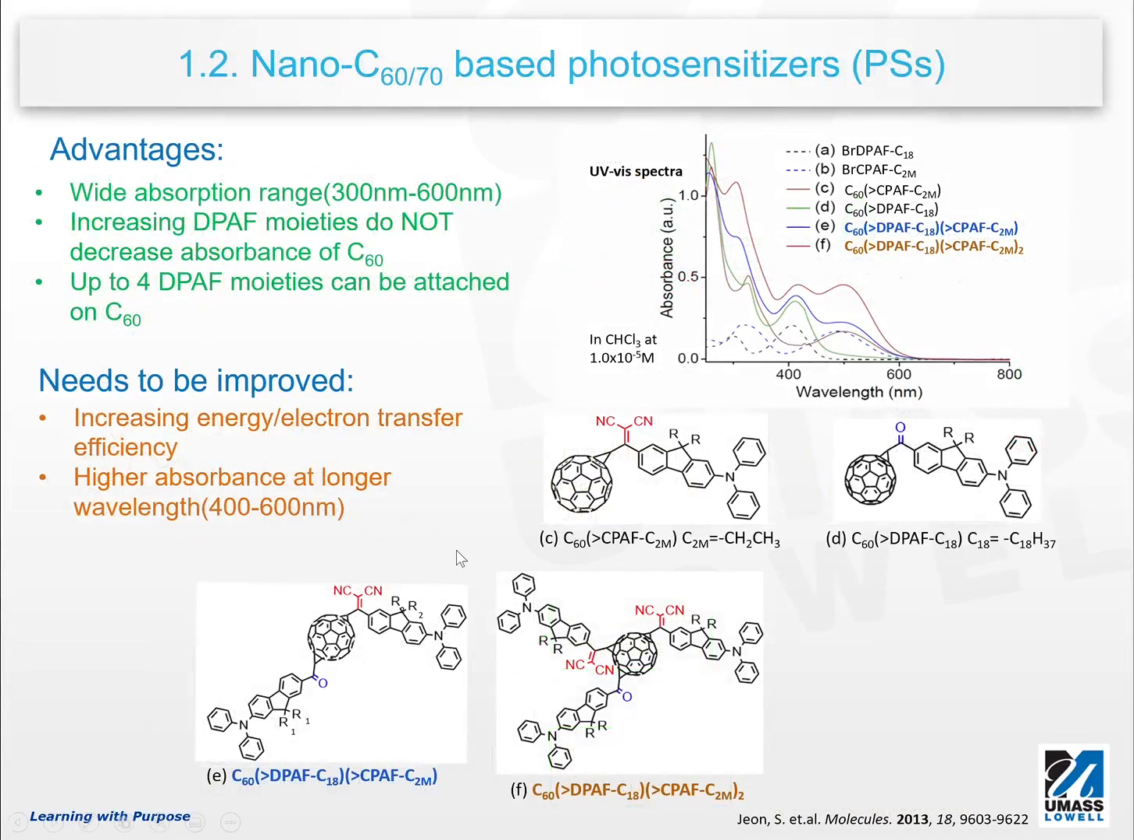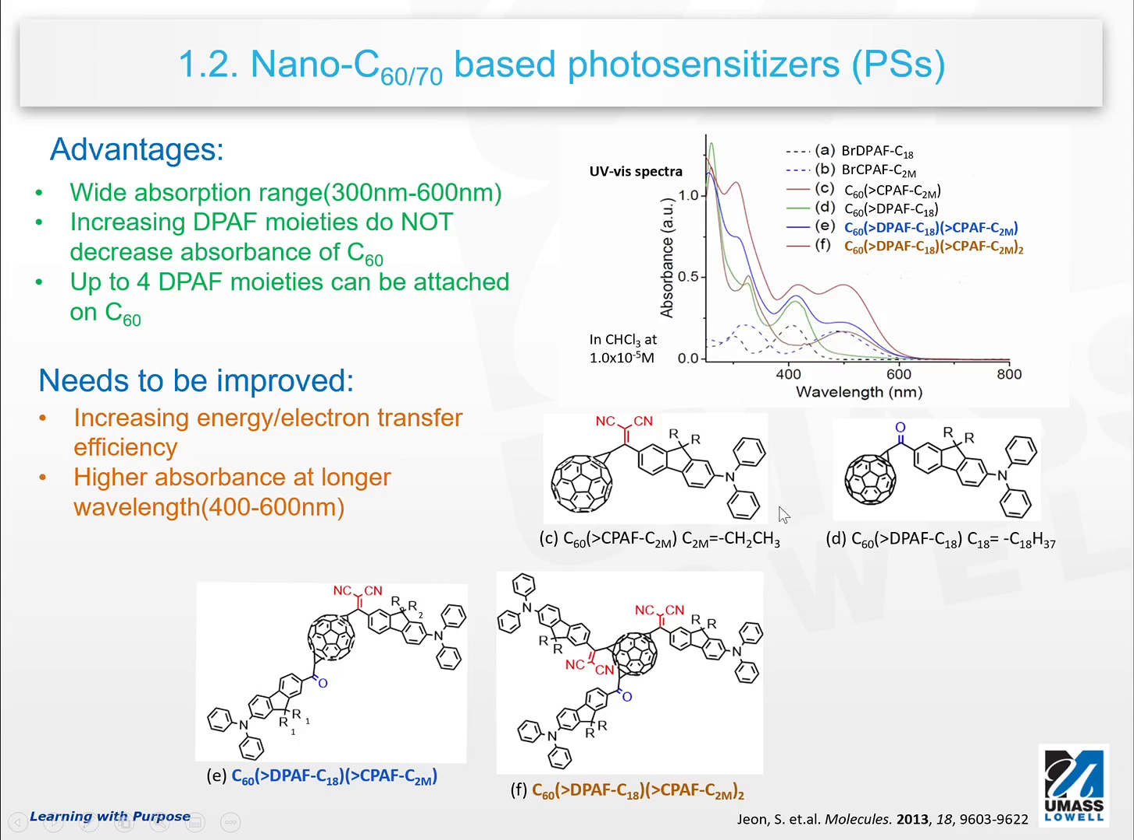And based on our previous research, we already discovered that when conjugated with DPAF moiety, just simply changing this ketone group into dicyano group, the absorption band of the whole system will be shifted to longer wavelength. So if you take a look at the line D, this is the green line here, the major maximal absorption band is around 400 nanometer. If we change the ketone group into dicyano group, the line C, this brown line, then the major absorption band shifts to 500 nanometer.